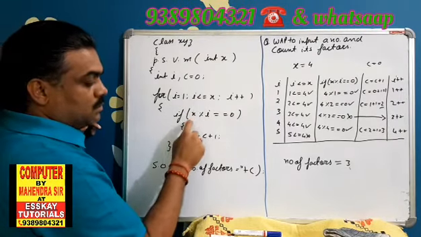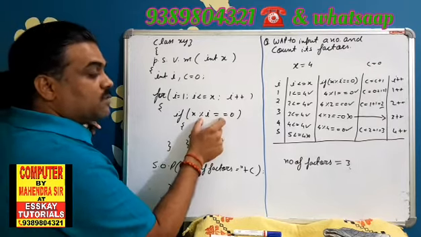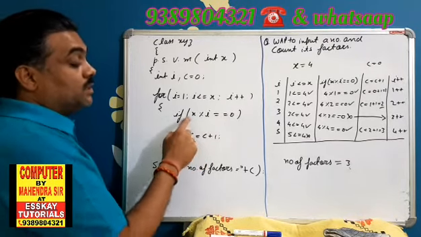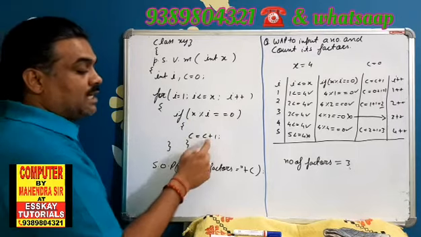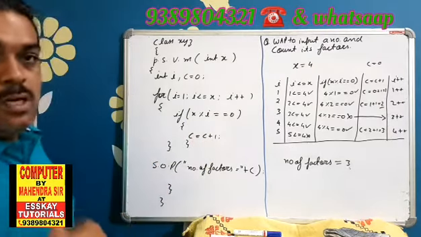In the body, this is the number divided by I. I am checking here that if the number is exactly divisible, then I'll count. Because factors are those numbers which divide.